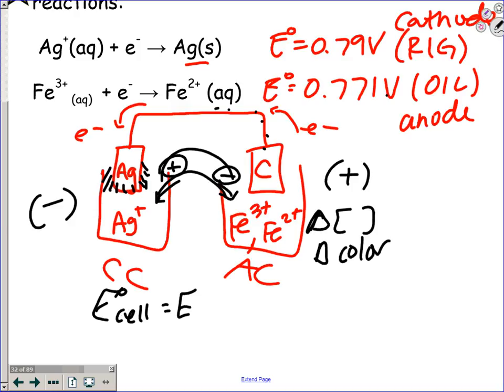E what? E red, right? So the half reaction that is the reduced one, minus the E ox, which is the half reaction that is the oxidized one. So that's what minus what? Who's the reduced?